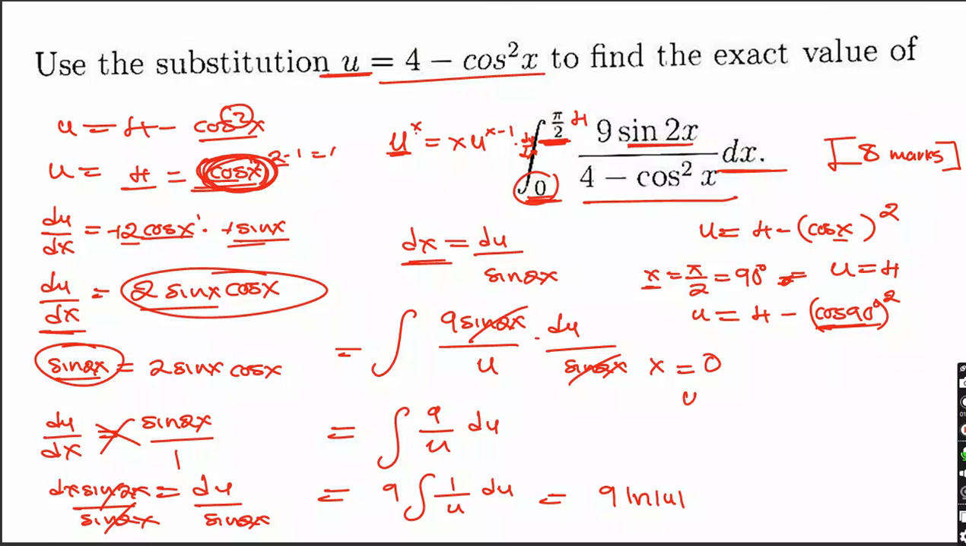So we can say u is going to be equal to 4 minus cos 0 degree. So cos 0 is just 1. You know this. So it is 4 minus 1. It is just going to give us 3. So this now becomes 3.